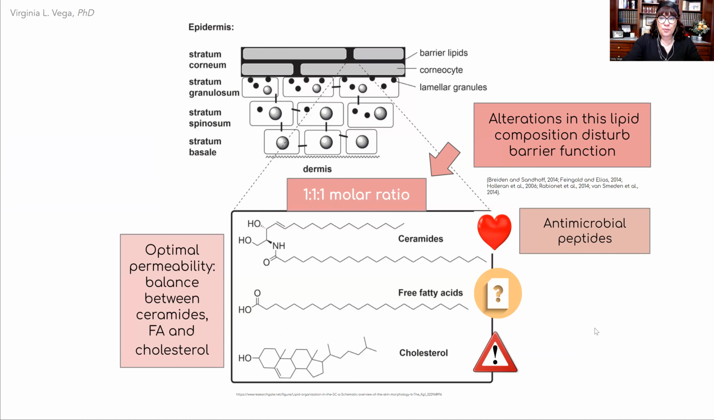So let's look into the lipids in the barrier function. We talk about ceramides, everyone loves ceramides, fatty acid and cholesterol. To work, they need to be in a proper ratio, and the molar ratio is 1 to 1 to 1. What that means is that for 1 molecule of ceramide, you need 1 molecule of cholesterol and 1 molecule of fatty acid. That is key to preserve the optimal permeability and balance of the skin barrier. A disrupted ratio of these basically disrupts the barrier function.